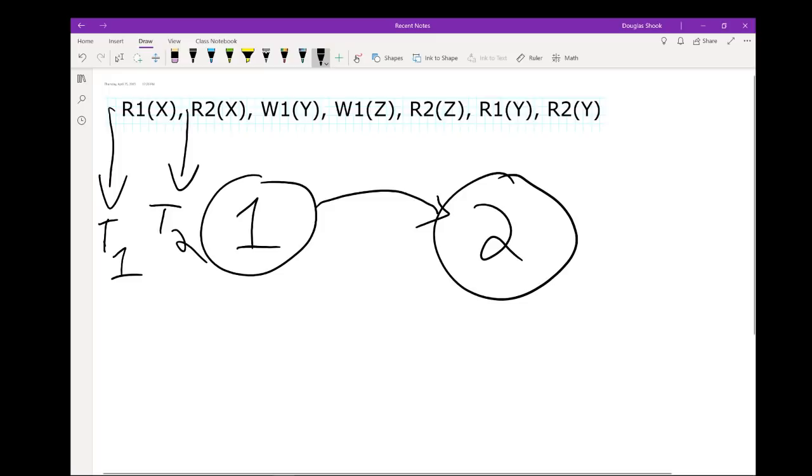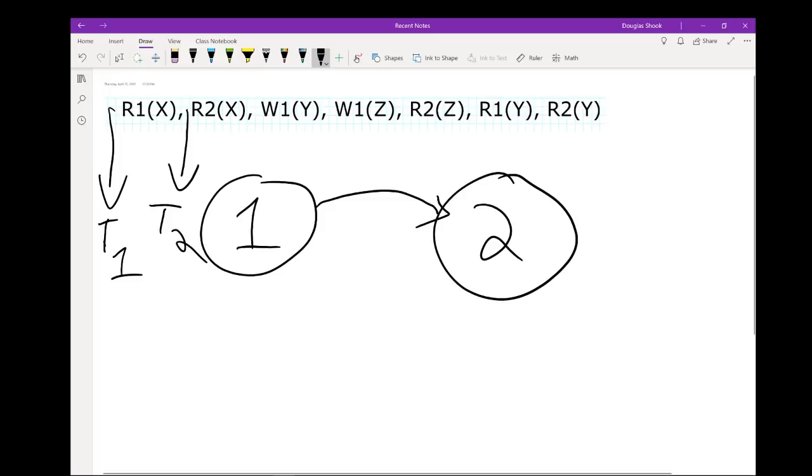T1 needs what kind of locks? Let's see, for X it just needs a read lock. For Y it needs a write lock, and for Z it needs a write lock as well. Transaction 2 needs a read lock for X, a read lock for Z, and a read lock for Y. Is it not doing any writes? I guess it doesn't do any of the writes, so just read locks for all of those.